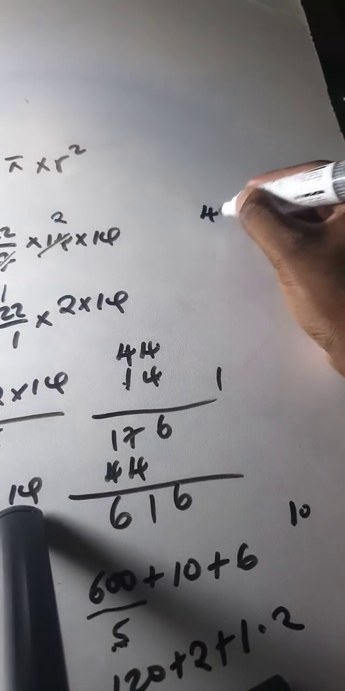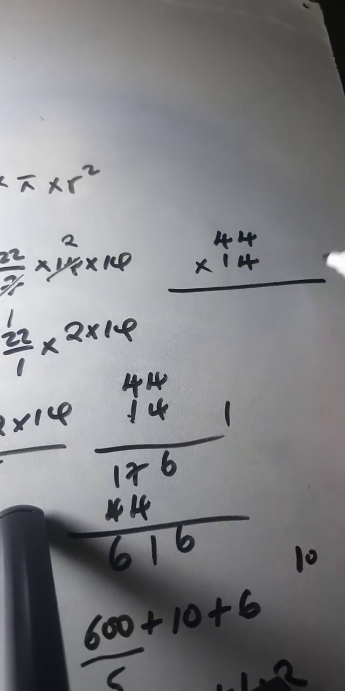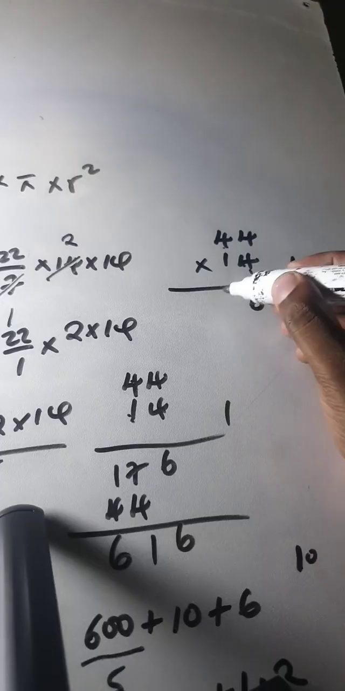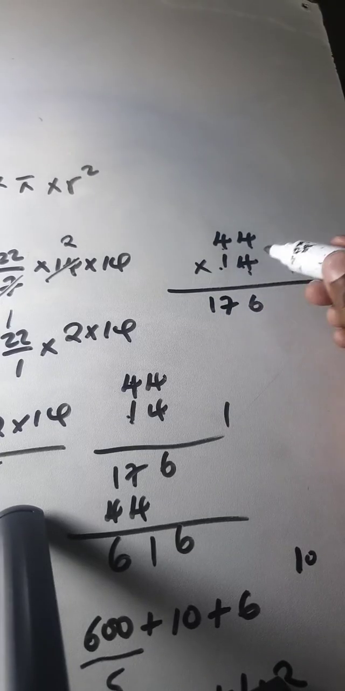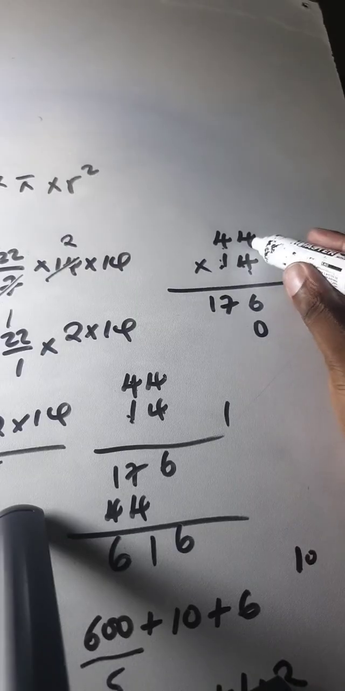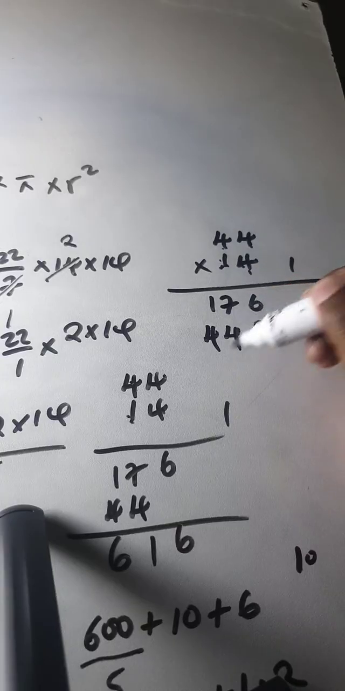Stephen, we have 44 times 14, right? Are we together? 4 times 4 is 16. 6 remainder 1. 4 times 4 is 16 plus 1, 17. Stephen, then 1 times 4, remember when we go to the next, we hold a 0 here, right? If we want, we can just put 0. So 1 times 4 is 4.